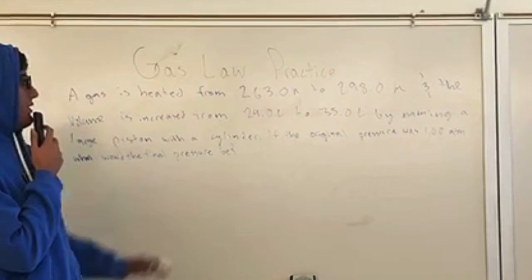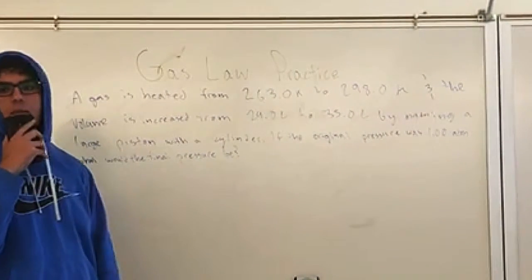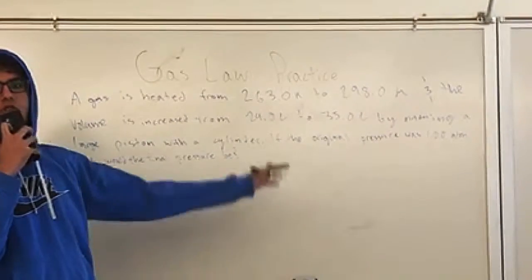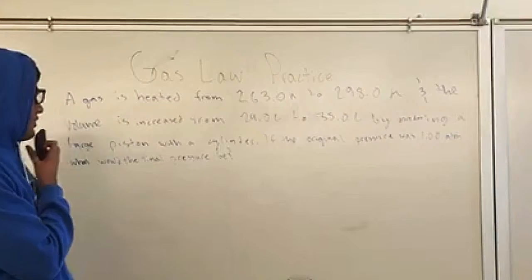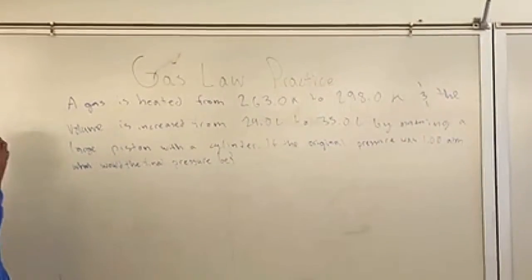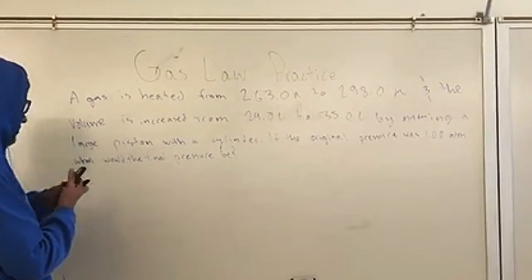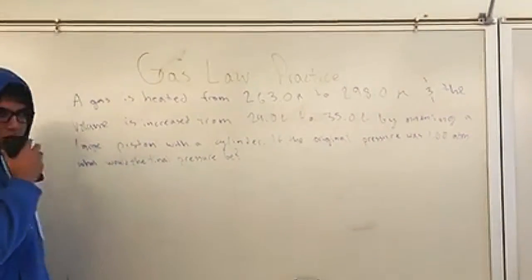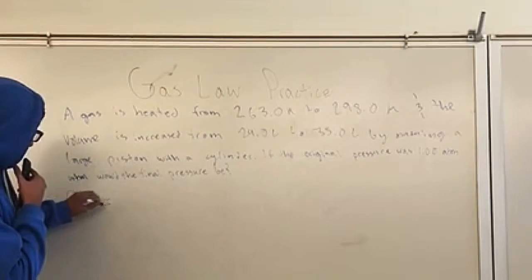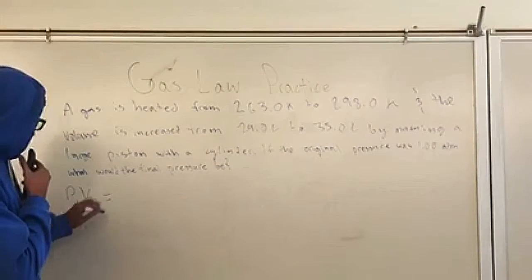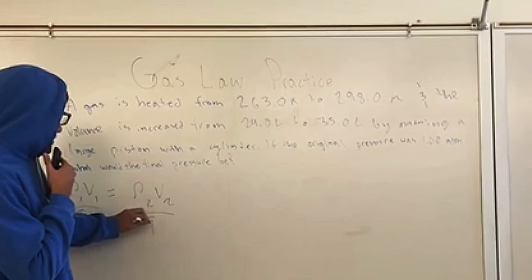So, the way we identify this is, you see words indicating initial and final, and you just look at the numbers, right? If you have two different temperatures or two different liters, and it's asking for initial or final, you know that you're going to be using the combined gas law. And that formula is P1V1 over T1 equals P2V2 over T2.